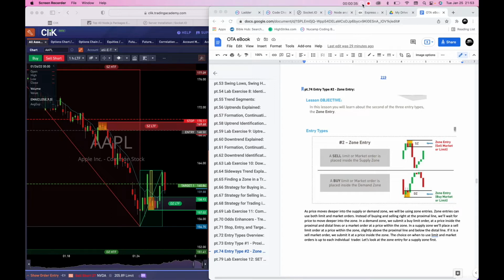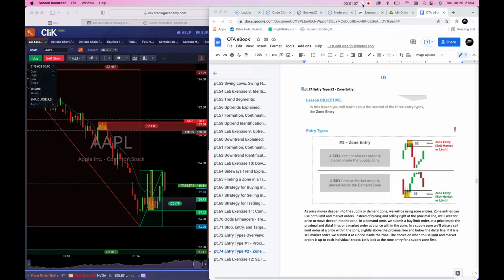In a demand zone, we submit a buy limit order at a price inside the proximal and distal lines, or a market order at a price within the zone. In a supply zone, we'll place a sell limit order at a price within the zone, slightly above the proximal line and below the distal line. If it is a sell market order, we submit it at a price inside the zone. The choice on when to use limit and market orders is up to each individual trader.